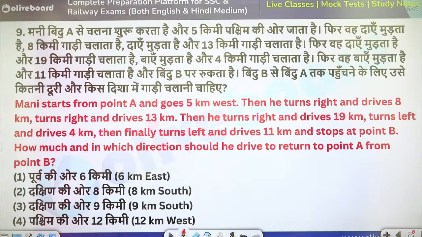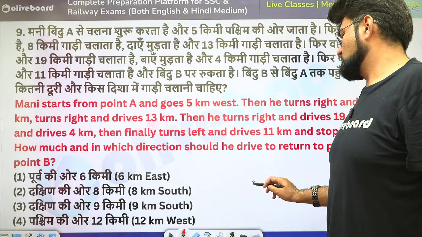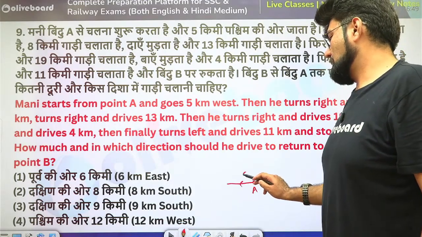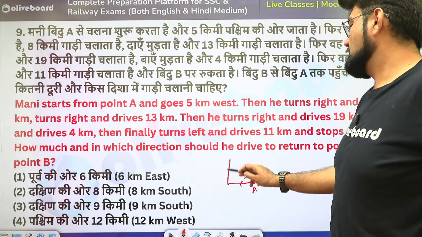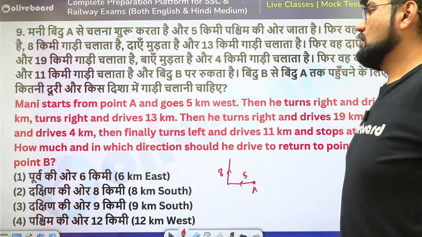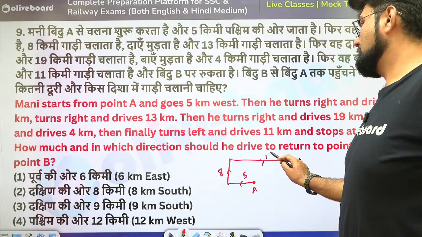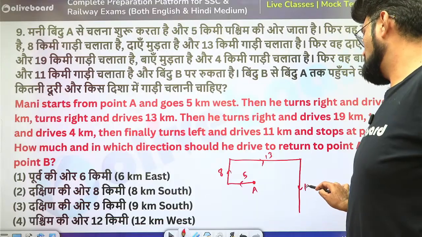Money starts from point A and goes 5 kilometers west. Then turns right and drives 8 kilometers. Then turns right and drives 13 kilometers. So 5 plus 8, 13. Turns right and drives 19 kilometers. So 8 plus 11, 19.